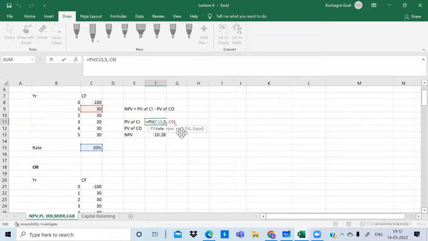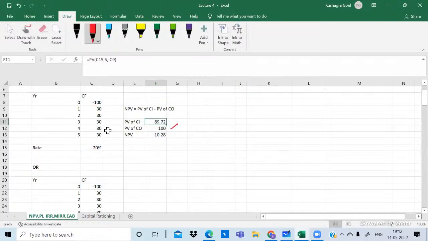And what is my payment? My payment is 30 because it's an annuity, so I can use the concept of PMT, which is 30. So I'm getting 30 each year for the next 5 years, and I want to calculate the present value of that. If I calculate the present value, then it comes to 89.72. So my present value of inflows is 89.72.